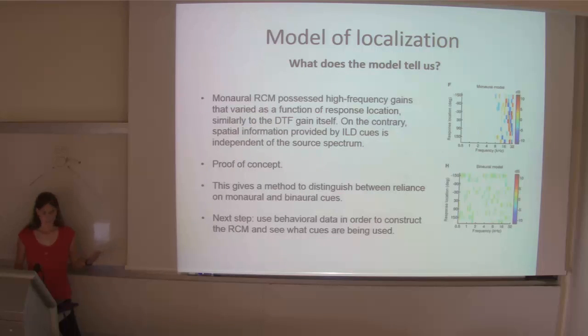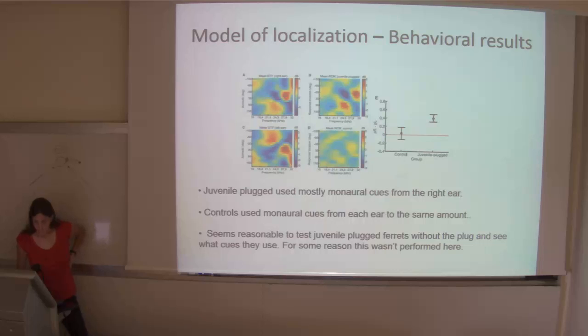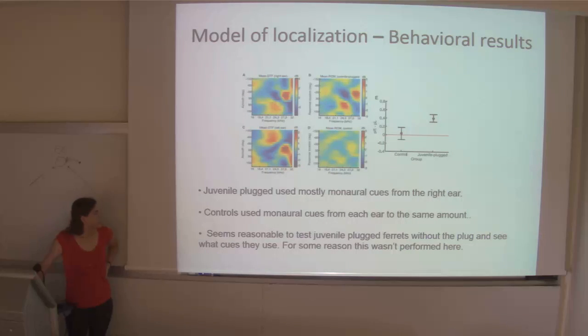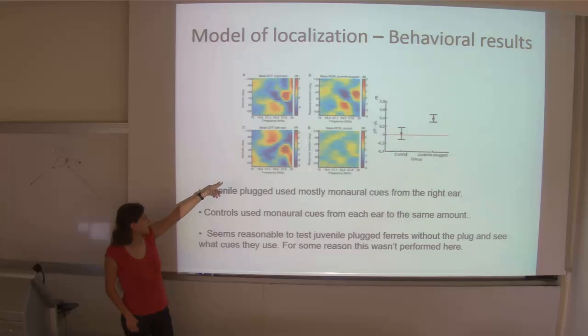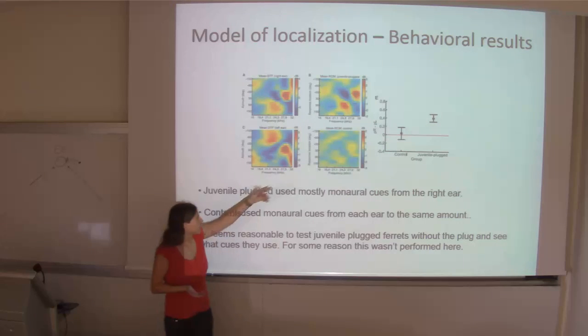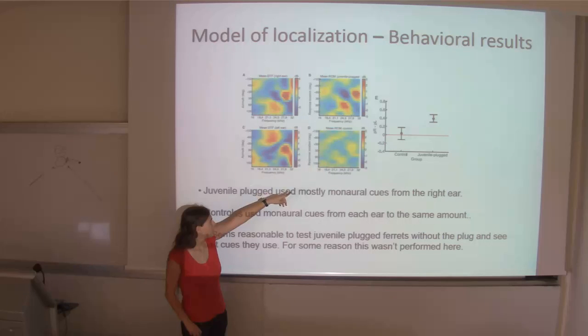Then they wanted to see if there is any type of monaural dominance. So again, they took the mean DTF for each ear and the mean RCM for the controls and for the ones first with the plugs, and they computed the correlation between each RCM and each ear. They wanted to see for each group if the correlation to the right ear is bigger than the correlation to the left ear. So here you can see the differences between the two.